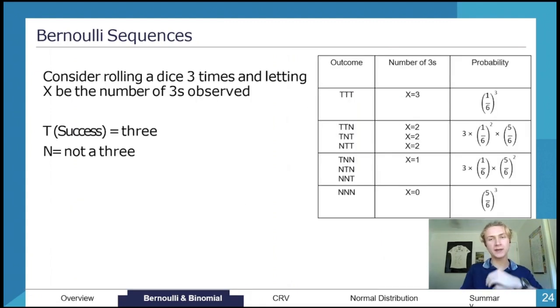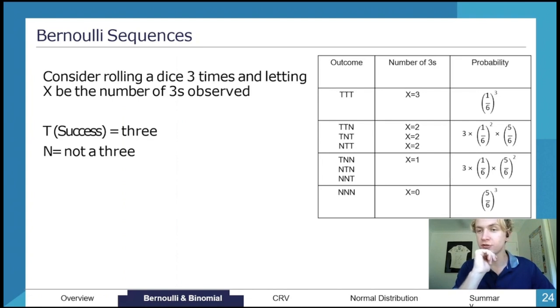Okay, so this would be an example. It is actually the example I made up just now. So obviously my memory recalled it. So Bernoulli sequences, consider rolling a die 3 times and letting x be the number of threes rolled. Well, the probability that x equals 3 is going to be, if we extrapolate it, what are we going to get? I'm just showing the derivation of the formula here. What we would do is let success, which would be T, equal 3. N would be not a 3. We could also let x equal success, so equals 3.